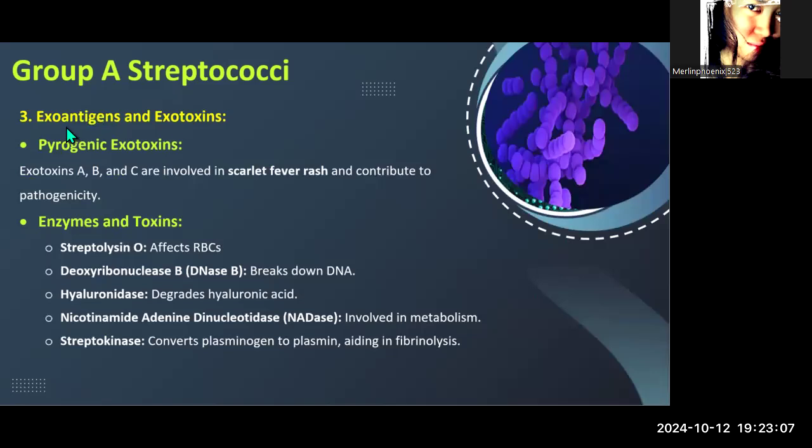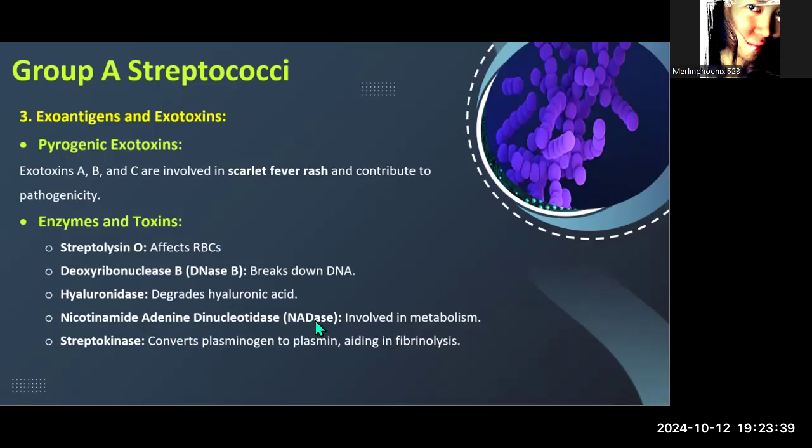We also have exoantigens and exotoxins. So the pyrogenic exotoxins A, B, and C are involved in the scarlet fever rash, and they contribute to pathogenicity. We have enzymes and toxins like streptolysin O, which affects the erythrocytes, breakage of DNA, DNase B, and hyaluronidase, which degrades hyaluronic acid.